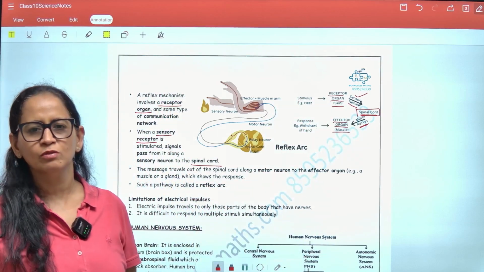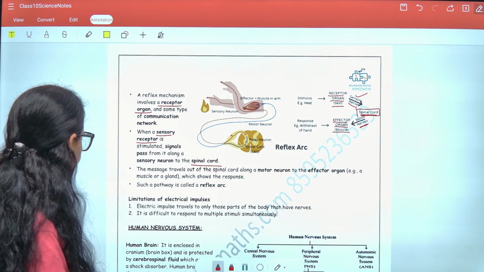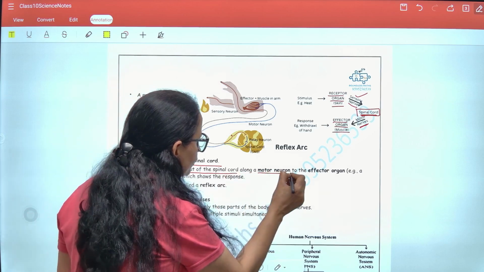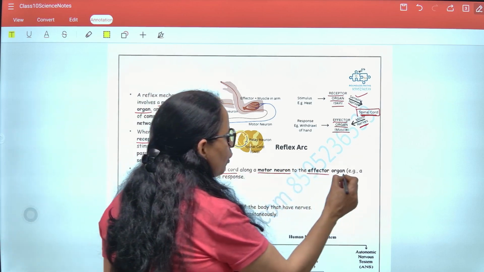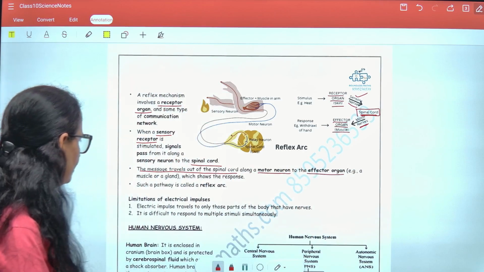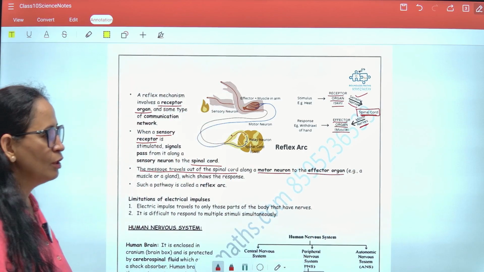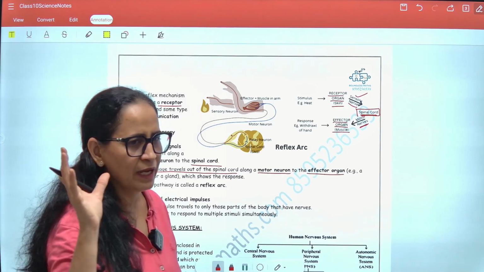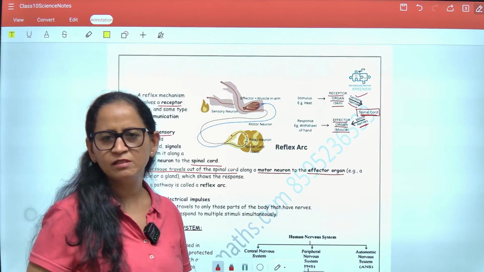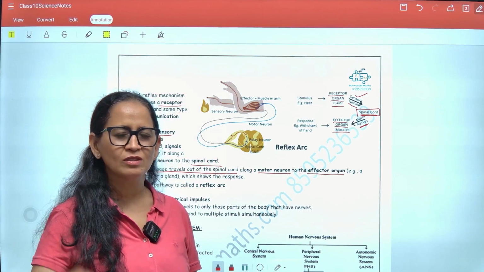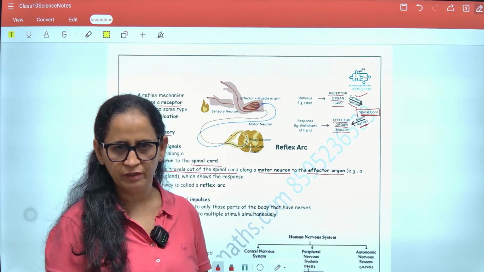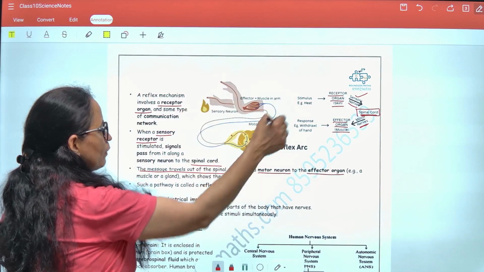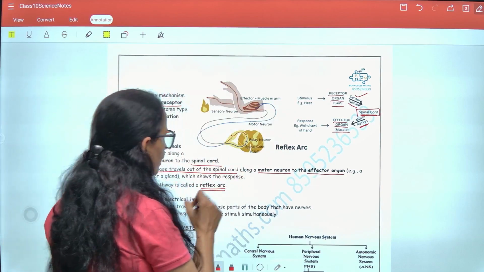It doesn't have to go to the brain and take the entire time. So the message travels out of the spinal cord along a motor neuron to the effector organ, that is a muscle or a gland. It could be a gland also. For example, we have tear glands in our eyes, and when some dust goes into our eyes, our eyes start to water. So it is the glands in the eyes that get activated, right? So that is the effector organ. So this entire process is called reflex arc.